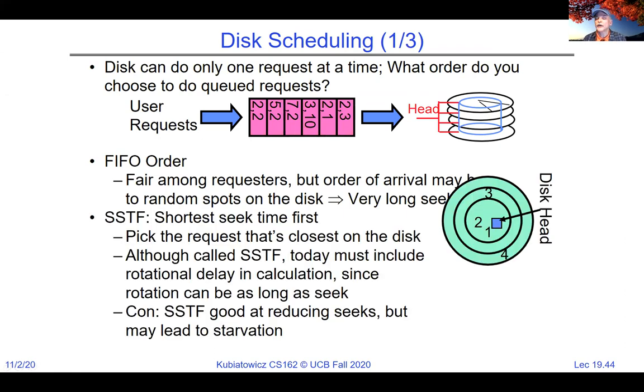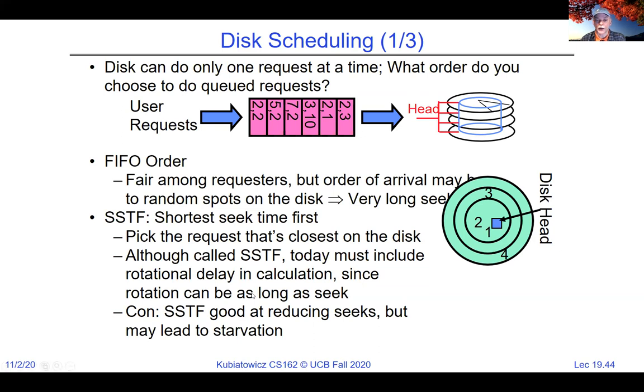The alternative is to try to optimize for our head movement, okay? One example here is SSTF, or shortest seek time first, where you pick the request that's closest on the disk. So if the disk head is here, I might go request 1, then request 2, then request 3, then request 4. What I'm doing is reordering my requests so that they're 1, 2, 3, 4, so that the disk head is kind of spiraling its way out in a single movement.